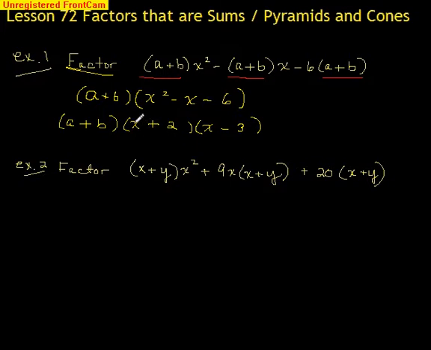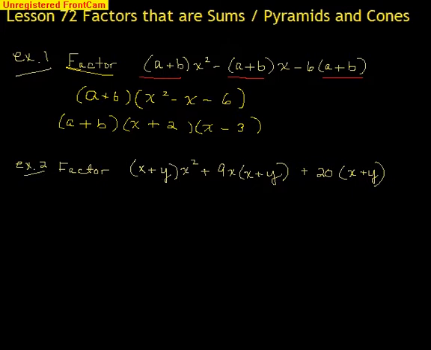Let's just check it. First gives us x squared. Outer is minus 3x. Inner is plus 2x. That gives us minus 1x. And last is minus 6. You can see these are pretty easy, right? Not bad. Let's look at another one.